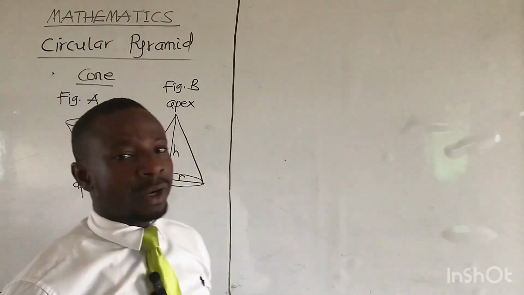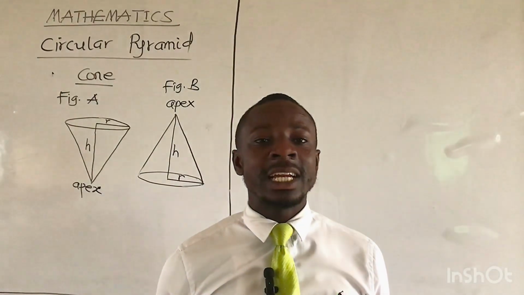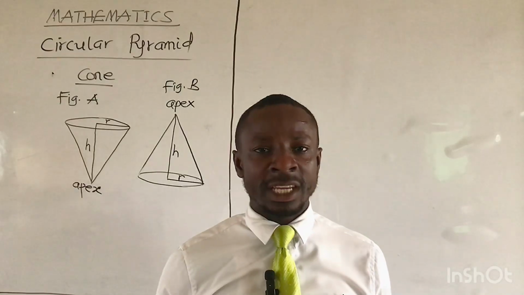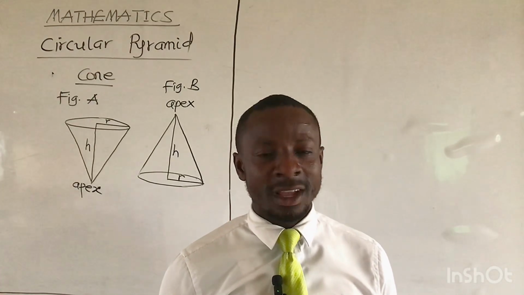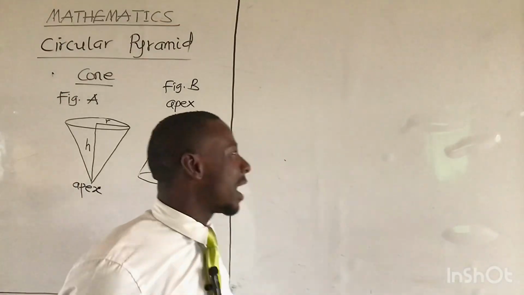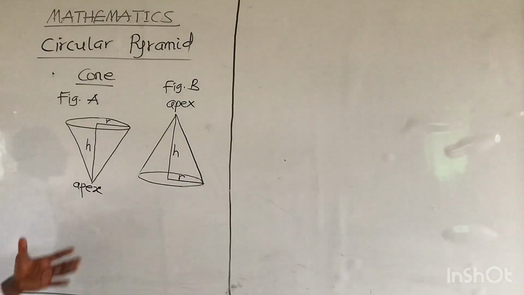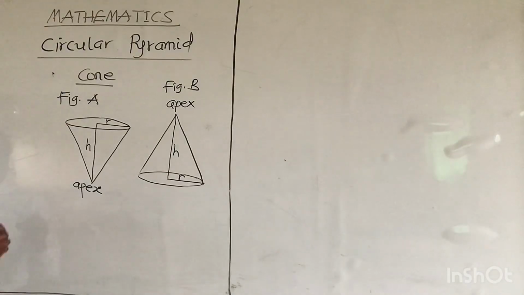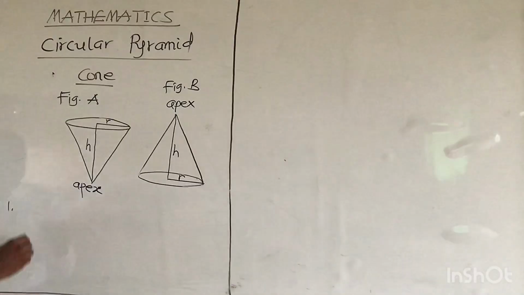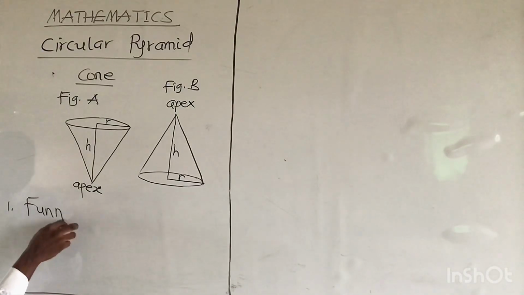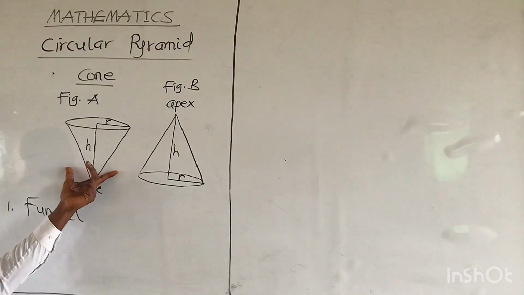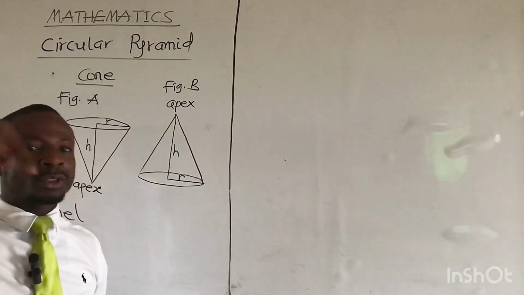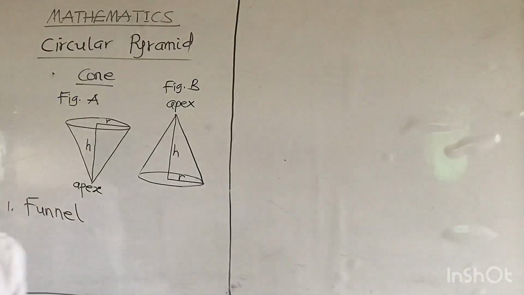Now we are going to look at how we can find the volume, the curved surface area, and the total surface area of a cone. But before that, let's look at some examples of cones. The first example is a funnel. A funnel looks like this, which has a circular top and a conical base.